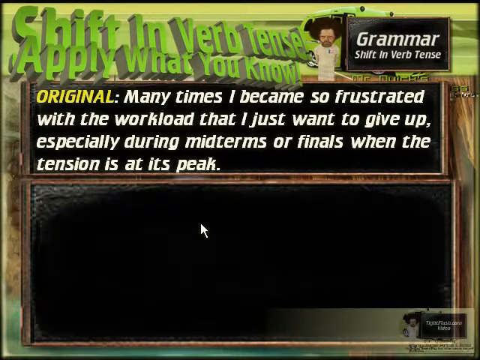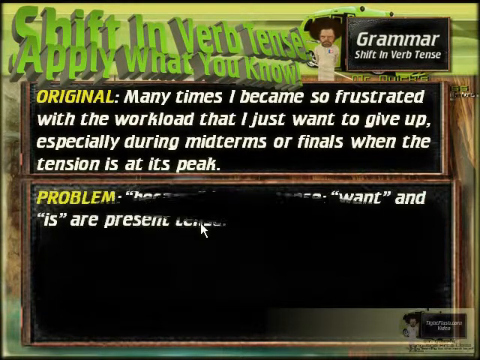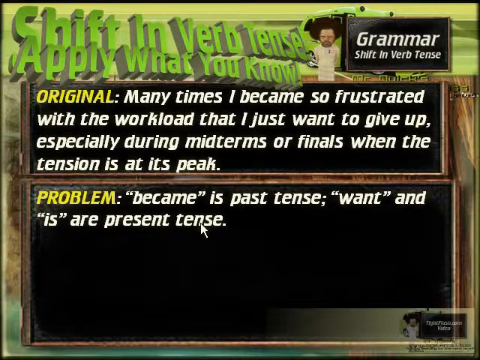Many times I became so frustrated with the workload that I just want to give up, especially during midterms or finals when the tension is at its peak. Okay, I struggled with that sentence, and I understand why you struggled. And I do too. There's a big problem with the shift in verb tense here. Became is past tense. Want is present tense. This is not going to work that way.